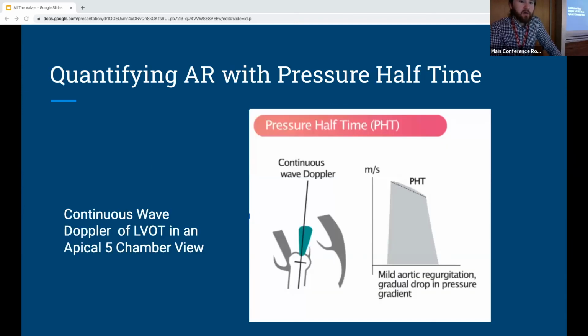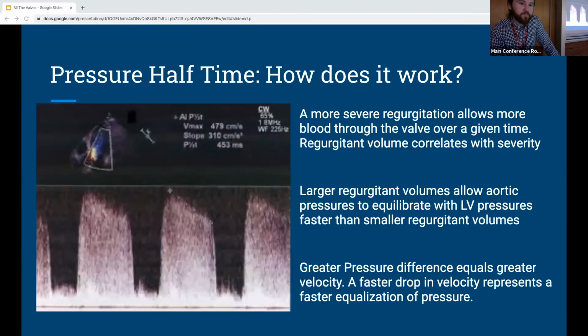And so now, how can you quantify these lesions? This is the only time I'm going to give you a little bit of math because I find this particularly interesting, but I'll go over it pretty quickly. The best way to do it that I've identified is by going into your apical 5-chamber and dropping a continuous wave dot right along that LVOT, right along that jet. And then when you measure it, you get what's called a pressure half time. So how does that work?